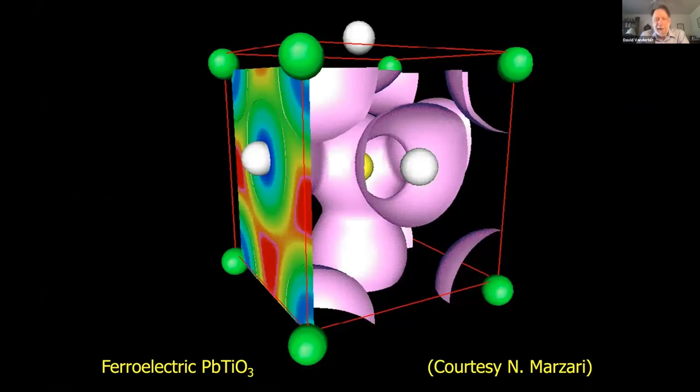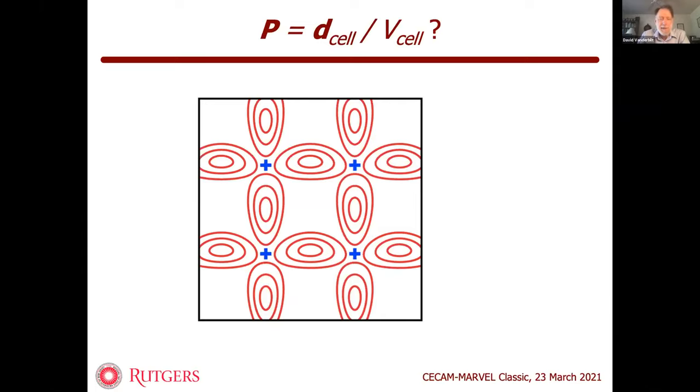This is a picture that I love and was generated by our chairman, I don't know, more than 20 years ago. I hate to think how long ago. But it's a beautiful picture of charge density contours in lead titanate, illustrating that there are no well-separated charge entities, that the charge density fills the entire unit cell. And so there's no obvious way to divide it into simple dipole entities.